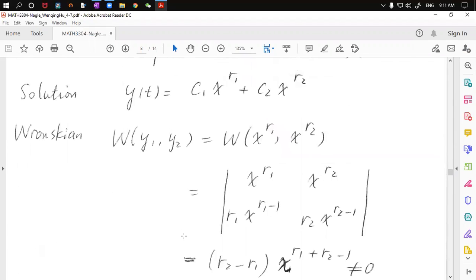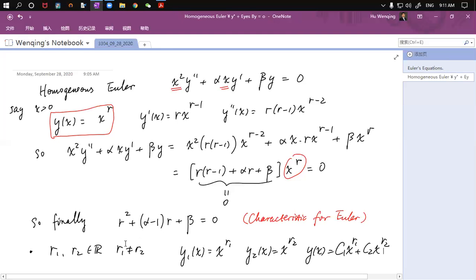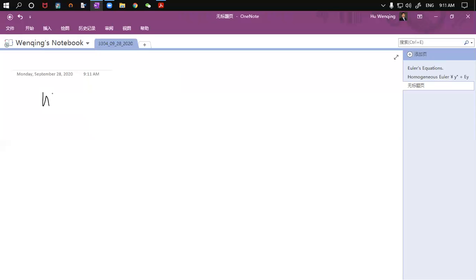But here I would like to remind you that, for example, if R1 is not equal to R2, it is easy. It will be easy to check that Y1 and Y2 are going to be fundamental solutions. That means the Wronskian, we've been talking just about it, right? So x to the power of R1 and x to the power of R2. You calculate the Wronskian as x to the power of R1, x to the power of R2, and then R1 x to the power of R1 minus 1 and R2 x to the power of R2 minus 1.